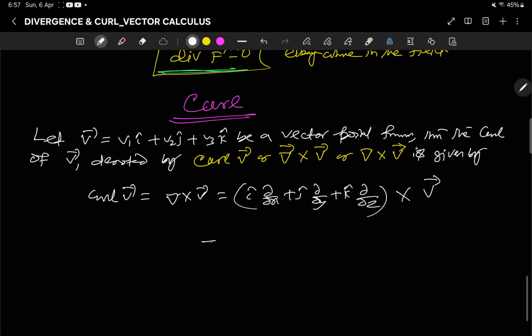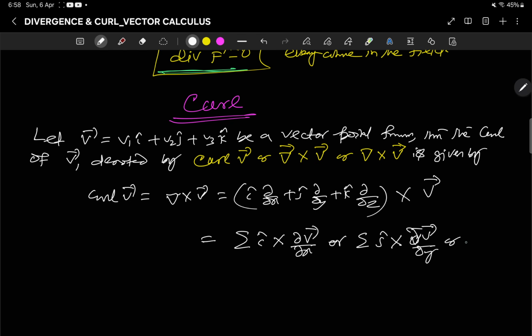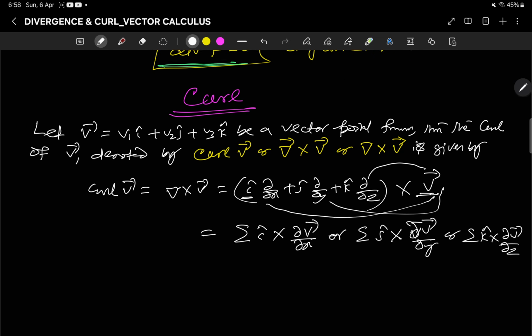In short, you can write it as the summation of i cross ∂V/∂x, or the summation of j cross ∂V/∂y, or the summation of k cross ∂V/∂z. Here the derivative operates on V, and it is the cross product of the two vectors.